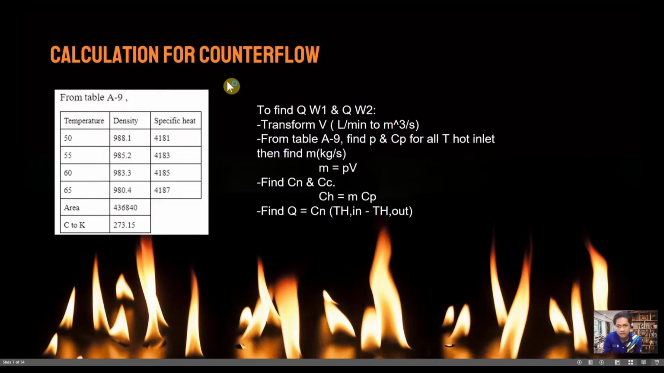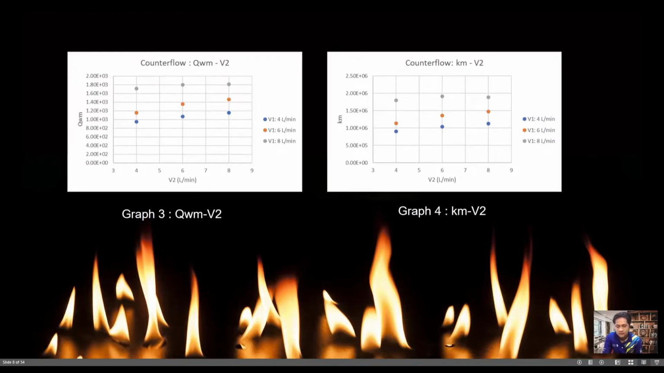From table A9, we can get the temperature, density, and specific heat. And this is the formula to find the rate of heat transfer for W1 and rate of heat transfer for W2. From counterflow result data, this is the graph that had been derived from the table.